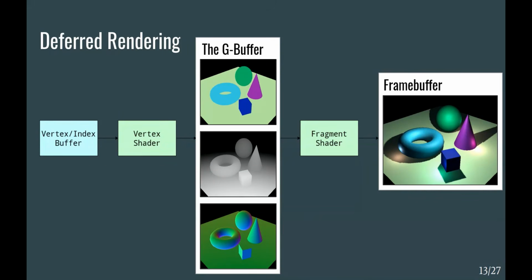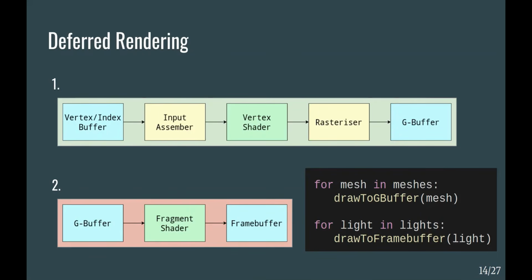Why do we do this work? It seems like we've just added something for the sake of it. Well, it's actually quite a big thing. What we've done is we've separated the dependence between meshes and lights. In the attribute rendering stage, we don't have to know about the lights at all. We can simply iterate over the meshes and draw them to the G buffer.